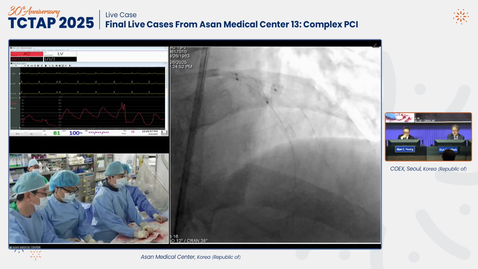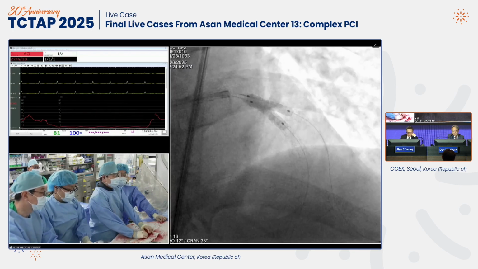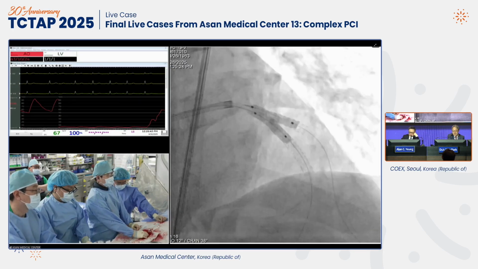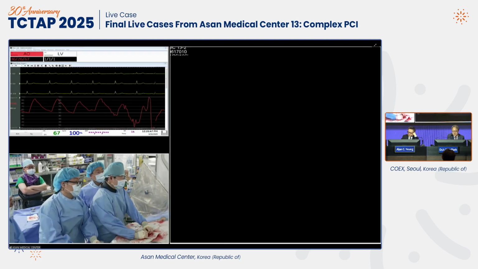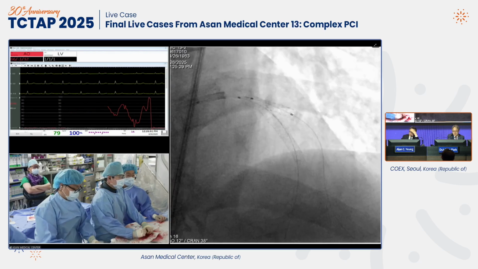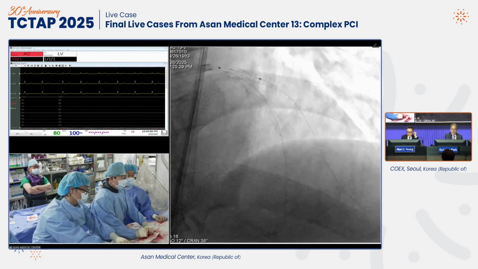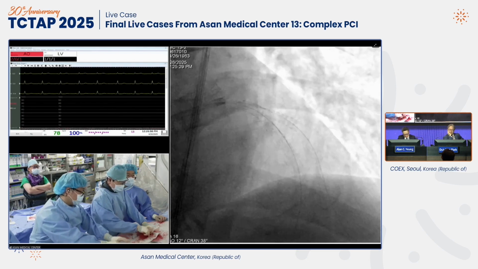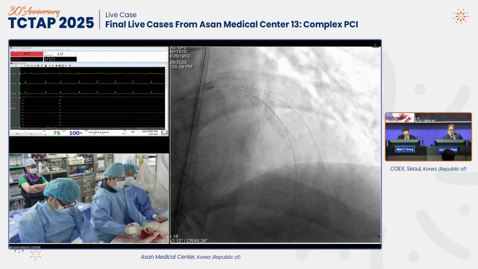88. Perfect. Deflate. 1, 2, 3. Pull down. Pull down. Hold the system. And we're going to show the angiographic finding first, and then I have to confirm the optimization concept.